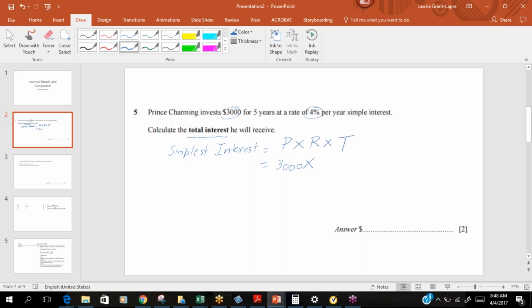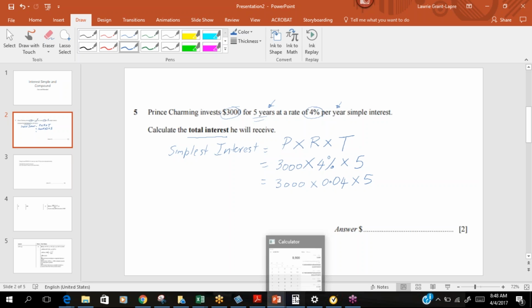The rate is 4%. Now 4%, you can leave it as 4% or you can change it into 0.04, and time is 5 years. It's important that these are the same units, and I think they won't be confusing you on the IGCSE. So we can pick up our calculator. Some people prefer to change 4% into 0.04, and then you've got 3 numbers to multiply.